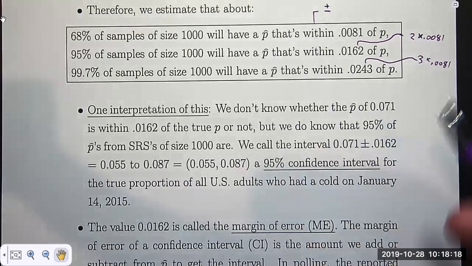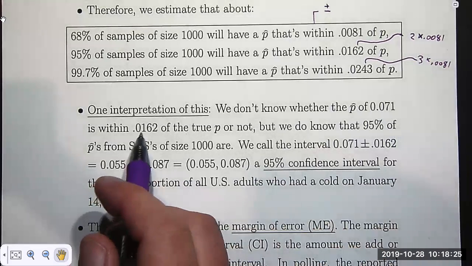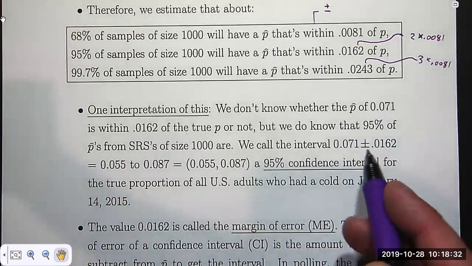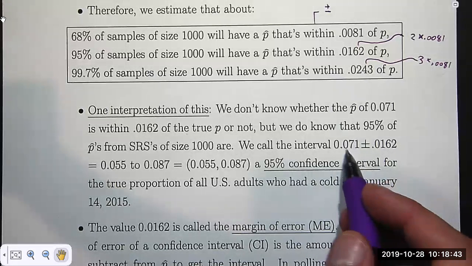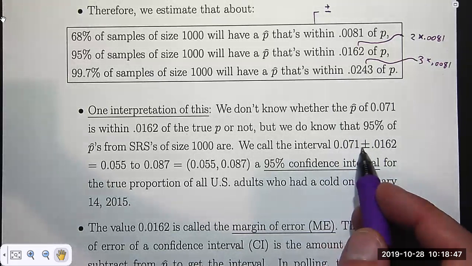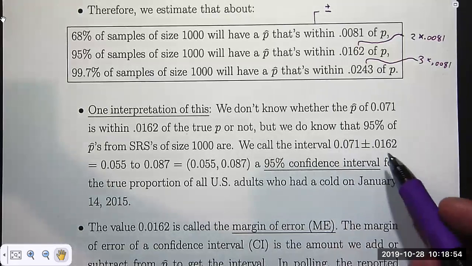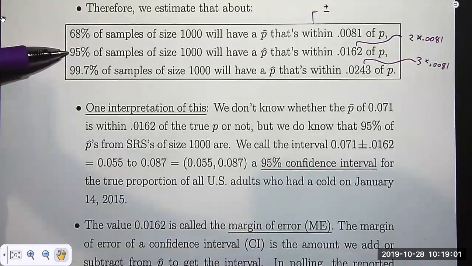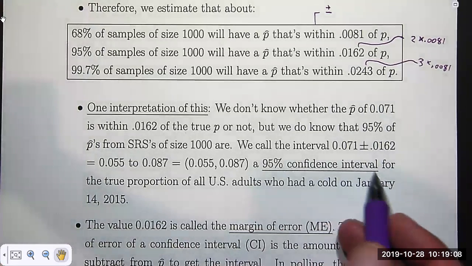All right, so interpretation of this. So we don't know whether the p-hat of 0.071 is within 0.0162 of the true p or not. But we do know that 95% of p-hats from SRSs of size 1,000 are. So this is where you get the confidence interval from. So we have p-hat, and then we could go plus or minus this number 0.0162, and that tells you the interval, and then we got that number from the 95% line here. So this would be the 95% confidence interval.